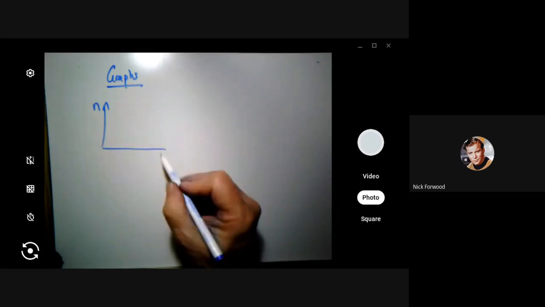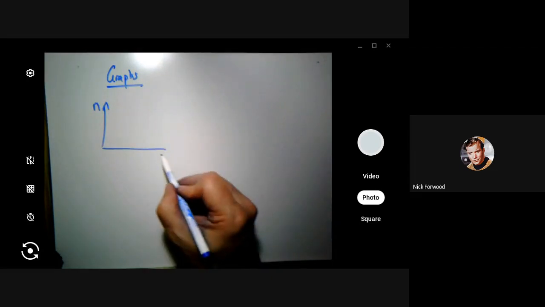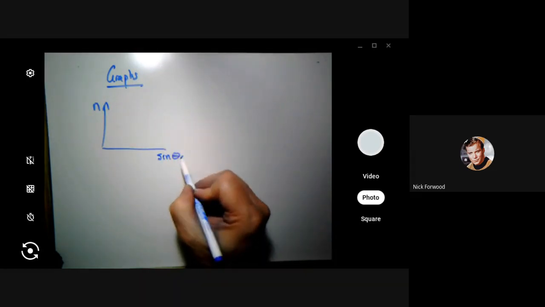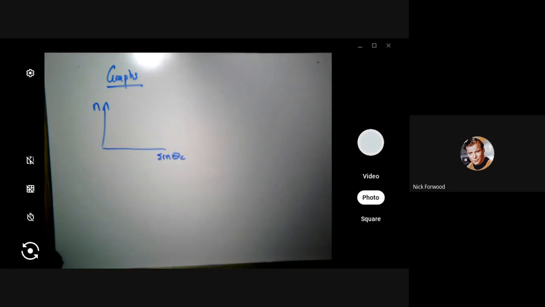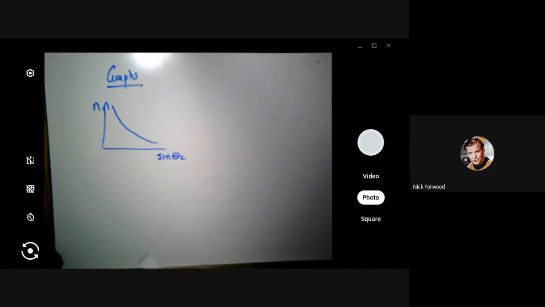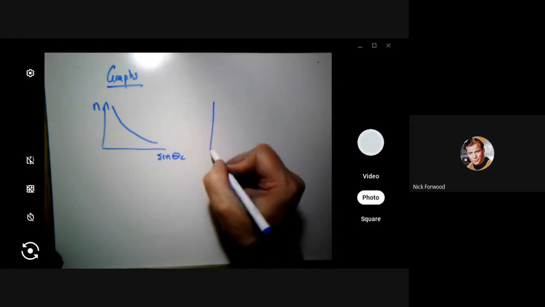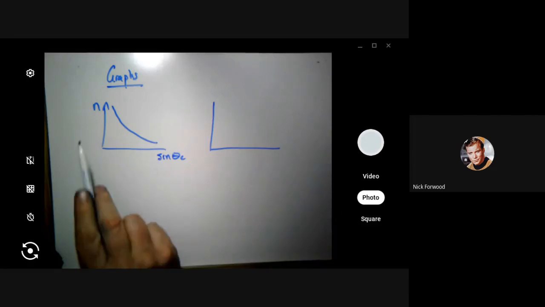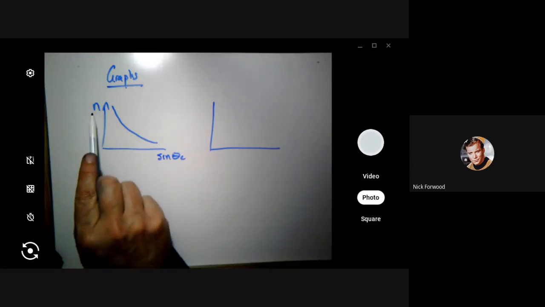If I have n, the refractive index, it's an inverse relationship with sine theta c. And you've done inverse relationships. Probably the best known inverse relationship that you've plotted a graph for is at National 5 with Boyle's law, and you get a graph that looks like that. And you then plot the inverse. At National 5, this was pressure and volume.